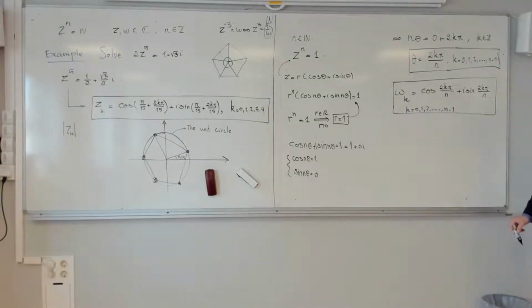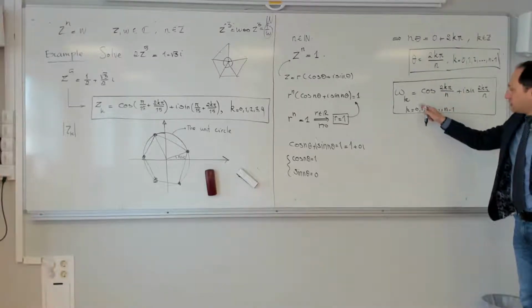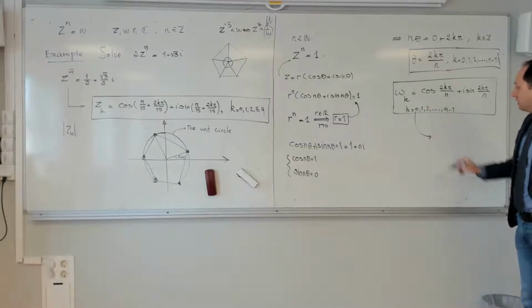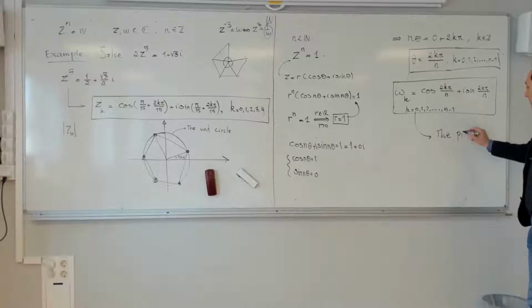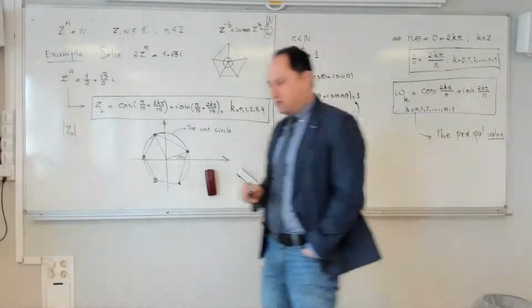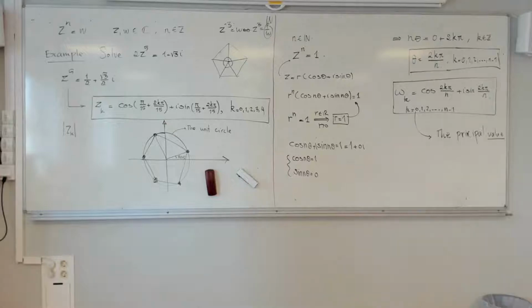And then something that I want you to note: the value that you get, which corresponds to k equals 0, is called the principal value. So the one which corresponds to k equal to 0 has a particular name. We call it the principal value.